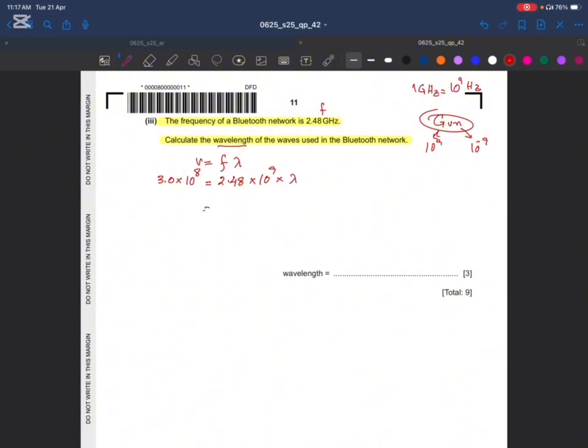multiplied by lambda, as you have to calculate lambda. So the answer is simply coming as 1.2 meter. So here you can write 1.2 meter. That's it.